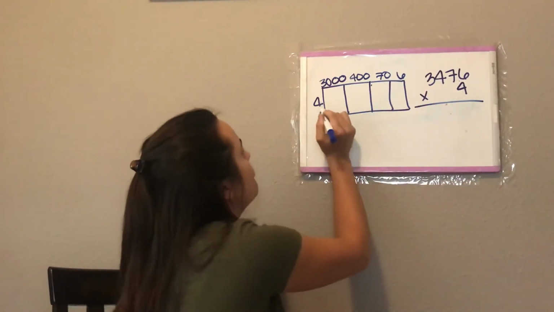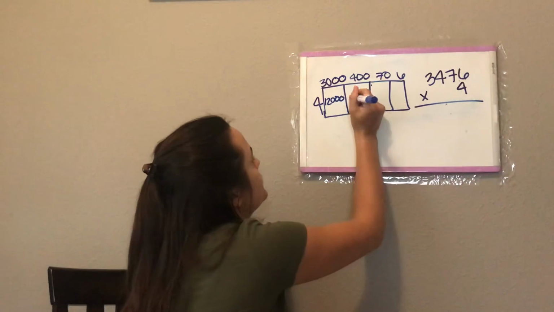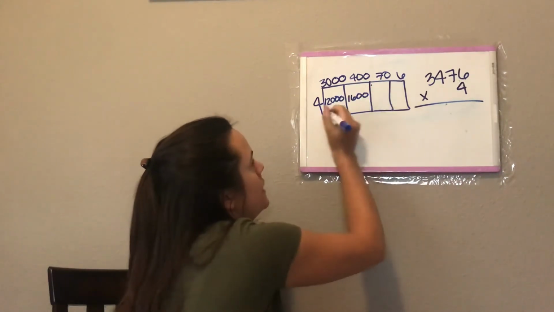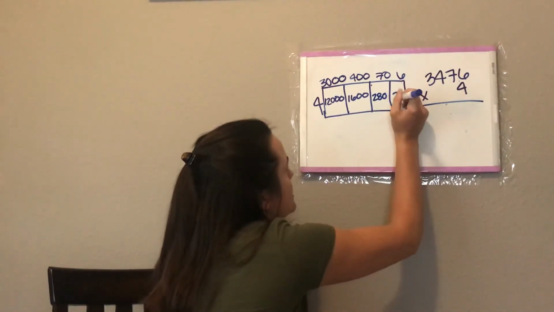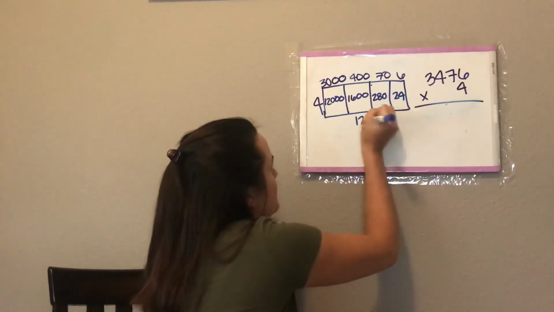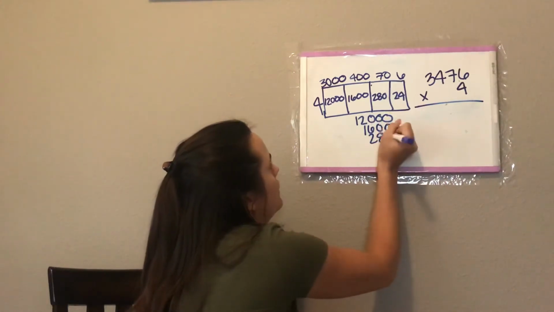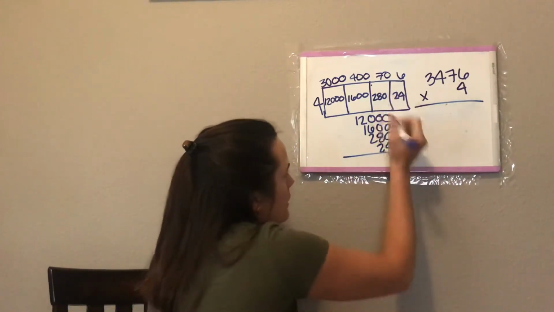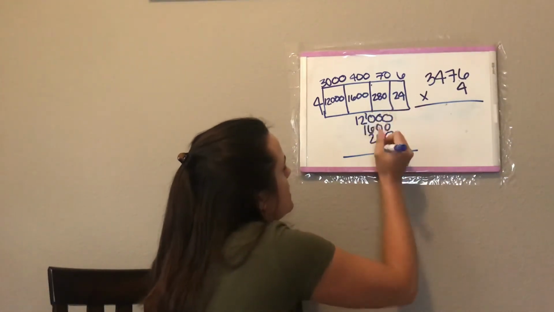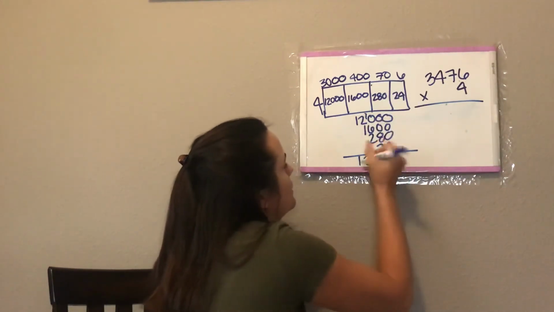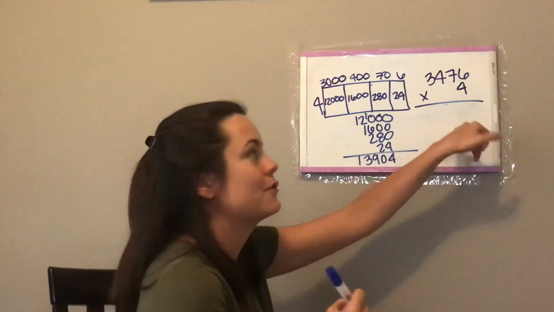So now we're going to solve 4 times 3,000, which is 12,000. 4 times 400 is going to be 1,600. 4 times 70 is going to be 280. And then 4 times 6 is 24. And then we're going to set this up to solve. And then add 4, 10, 6, 7, 9, 3, and 1. So I have 13,904. We're going to go over here and make sure that that is the correct answer.